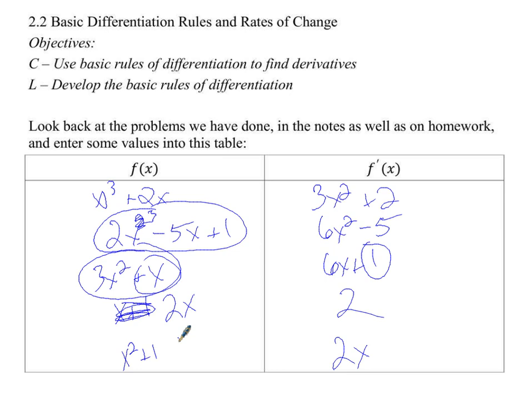Okay, can we come up with a rule maybe? A rule would be if I have f of x equals x to the nth power, then f prime of x would be, okay, this guy comes down, n x to the n minus 1. Is that what you guys are doing? There you go.